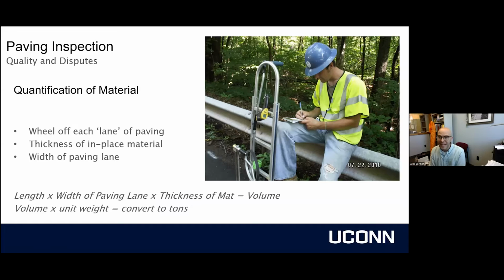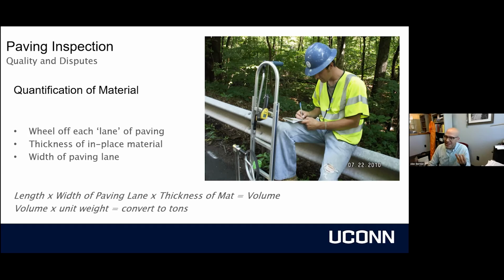Of course, with coring, we can't cut a core till it's cooled off enough after construction. And that's why it's best as an acceptance tool, because during the roller operation, you can't set up and cut a core for several reasons, right? Logistically, it won't work. So with quantifying the material, we need to know three things. Well, actually four. So we need to know the length, the width, and the thickness.